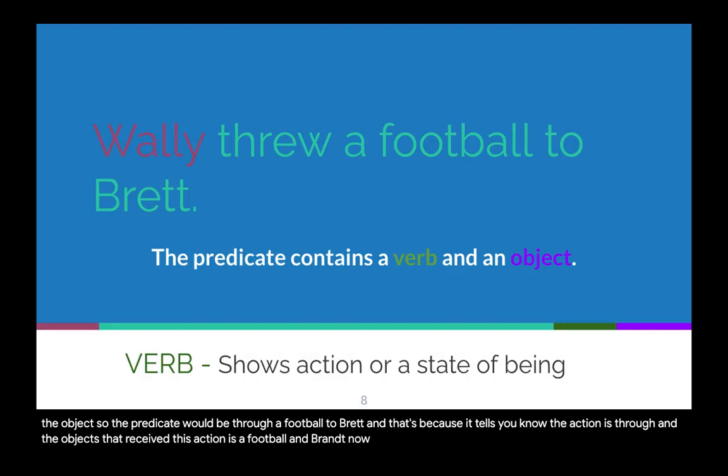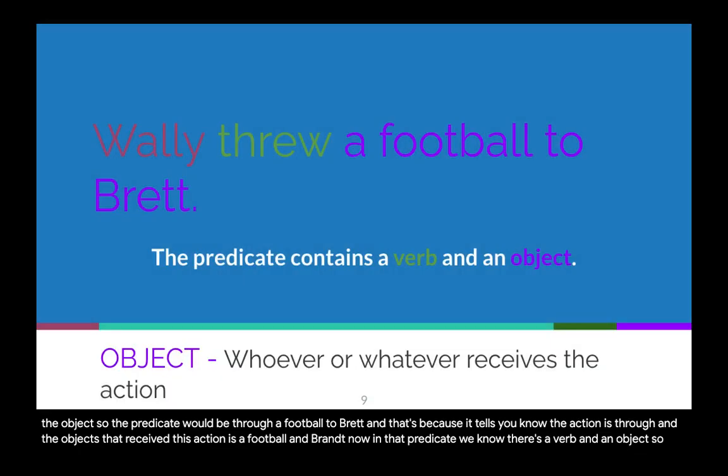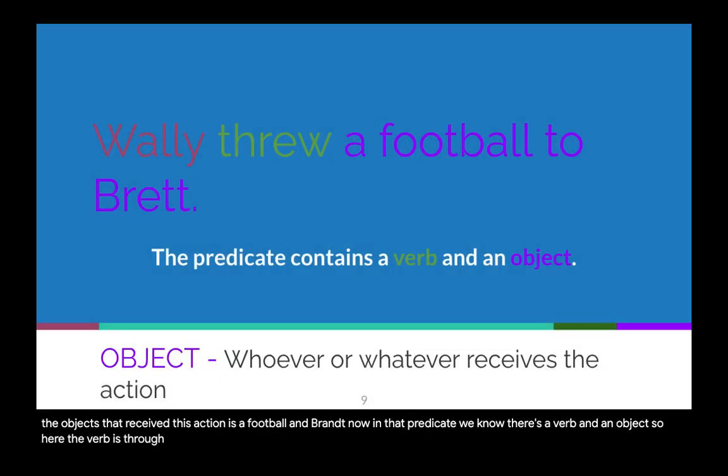Now, in that predicate, we know there's a verb and an object. So here, the verb is threw, and the object is a football to Brett. And again, that's whoever or whatever receives that verb, the action of the sentence.